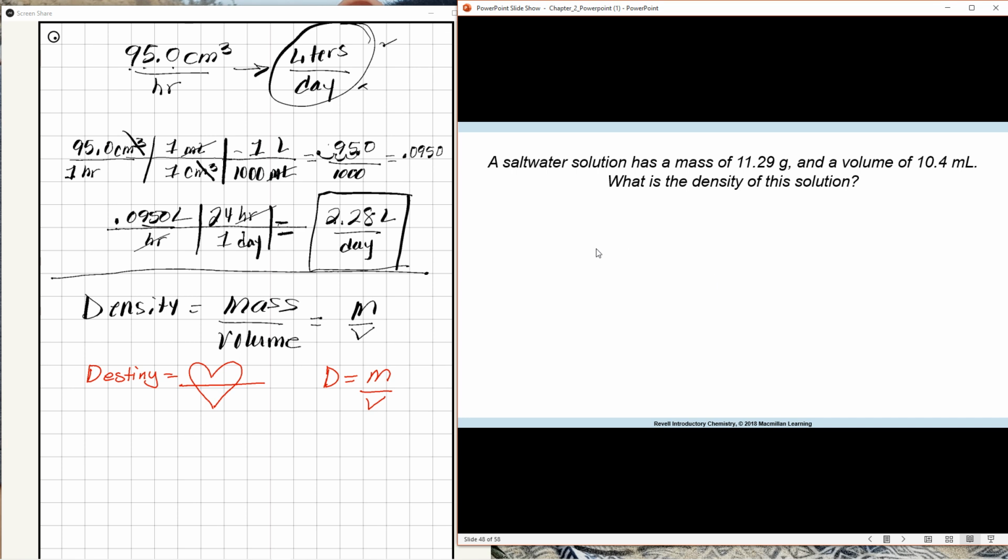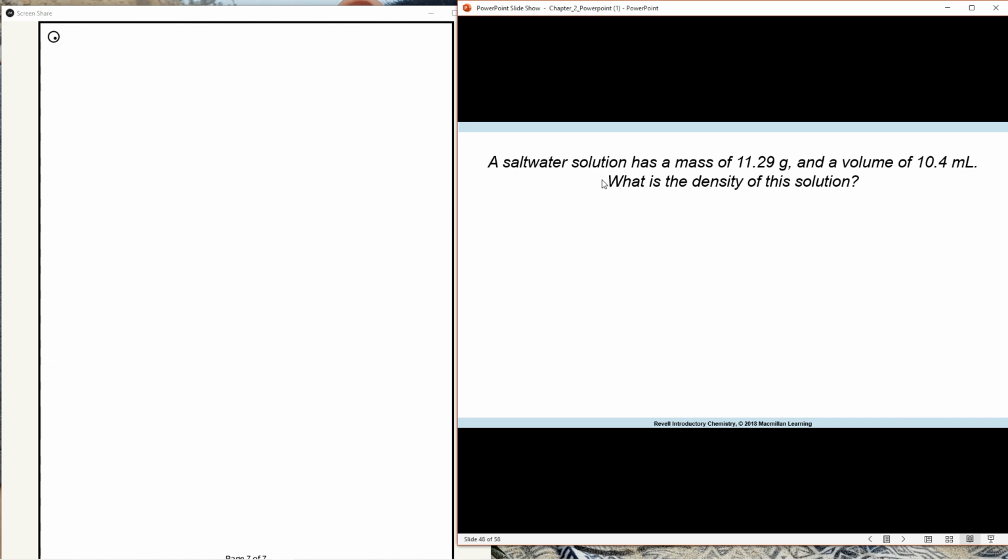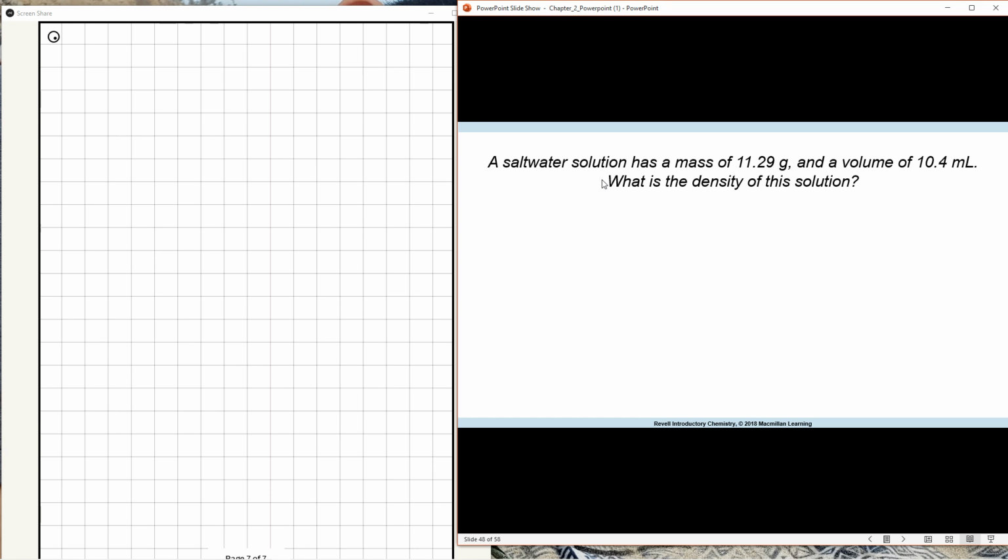So let's look at this problem right here. A saltwater solution has a mass of 11.29 grams and a volume of 10.4 milliliters. What is the density of the solution? All right, so what do we have? We have 11.29 grams. Remember, grams is the unit of mass. We also have a volume of 10.4 milliliters. This is my volume. What is the density? Density is unknown.